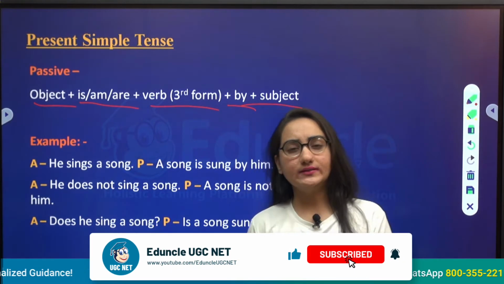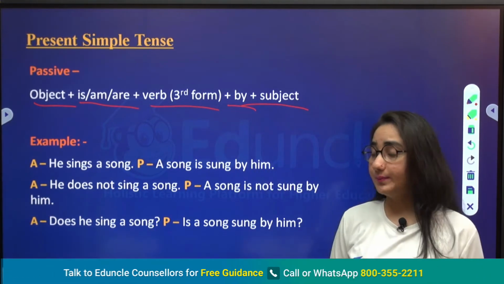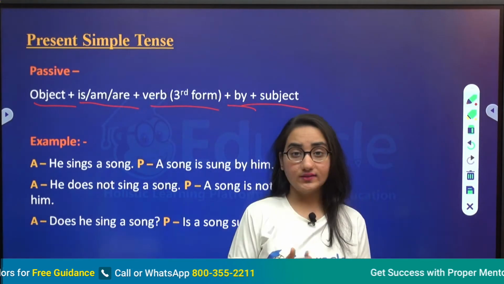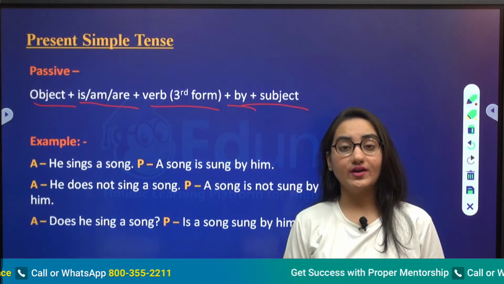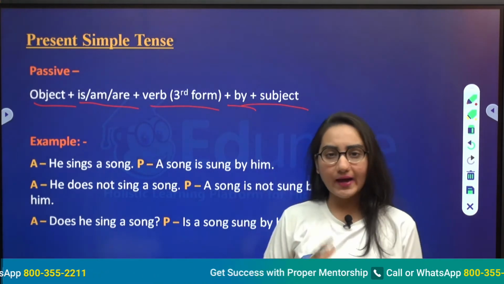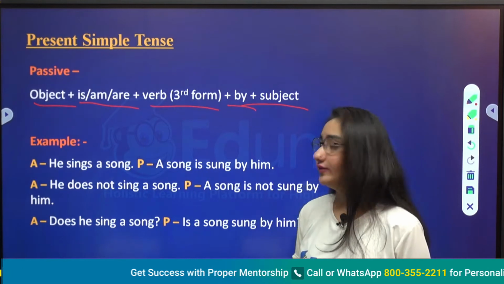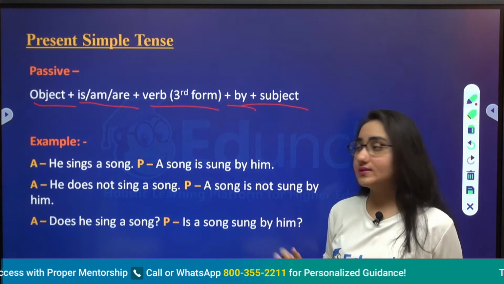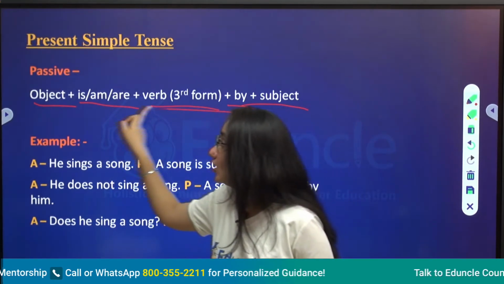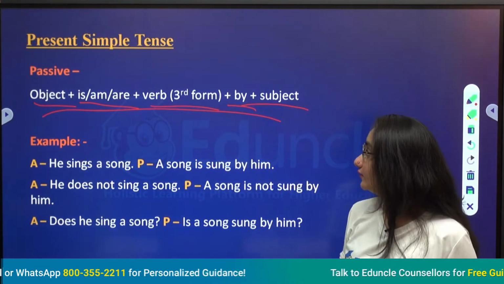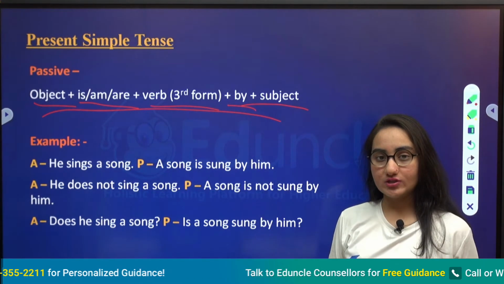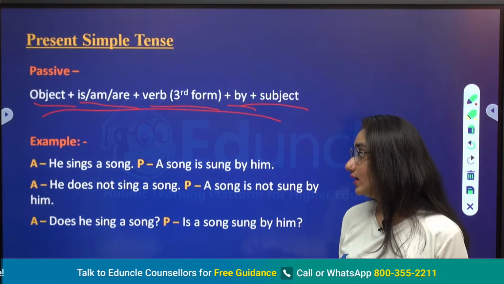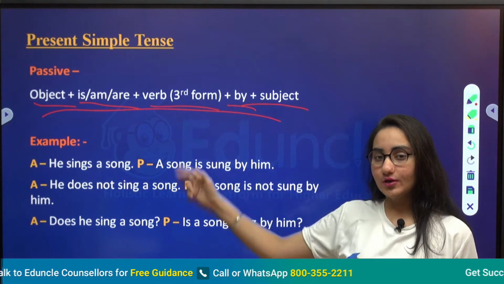We know that tenses जो हैं तीन तरह के होते हैं, present, past and future. तो इसमें भी we have the variety की simple tense होता है, then we have the continuous tense, then we have the perfect tense. So I'll be coming in this particular video with all these topics. So just now we are talking about just the present simple tense. तो ये रूल कहता है object plus is/am/are plus third form of the verb plus by plus subject. So any sentence which is of present simple tense we have to convert into a passive voice. So we have to apply this rule.